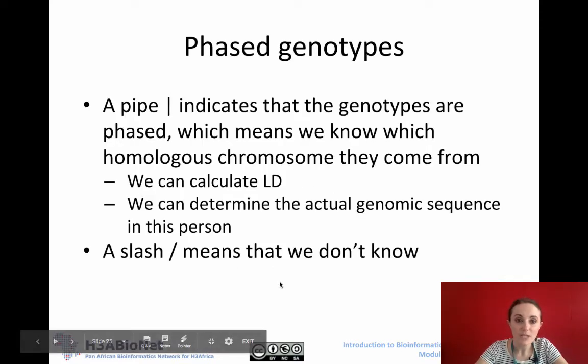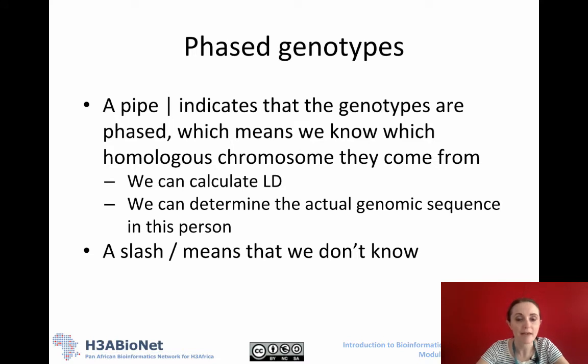The genotypes I've given you here are phased. That means they have a pipe in between the numbers. The 0 and the 1 have a pipe in between them, and that means we know which of the 2 chromosomes they come from. We can use this to calculate LD, and we can do things like determine the actual genomic sequence in this person. So for example, the transcript haplotypes page I showed you before is calculated using these genotypes.